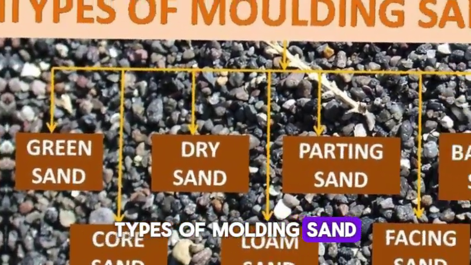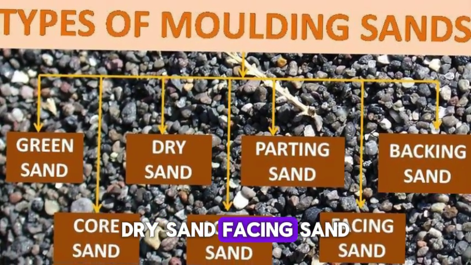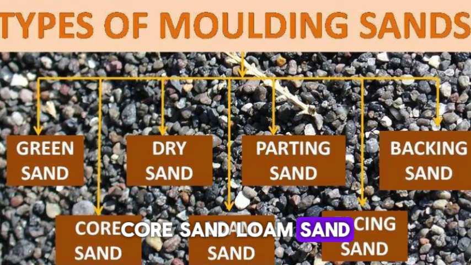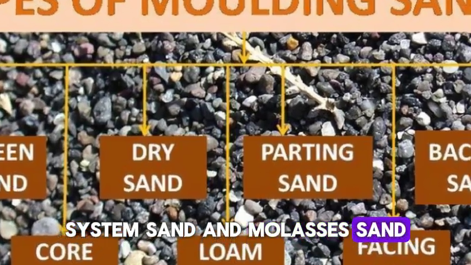Types of molding sand. Different kinds of molding sand are green sand, dry sand, facing sand, core sand, loam sand, parting sand, backing and floor sand, system sand, and molasses sand.